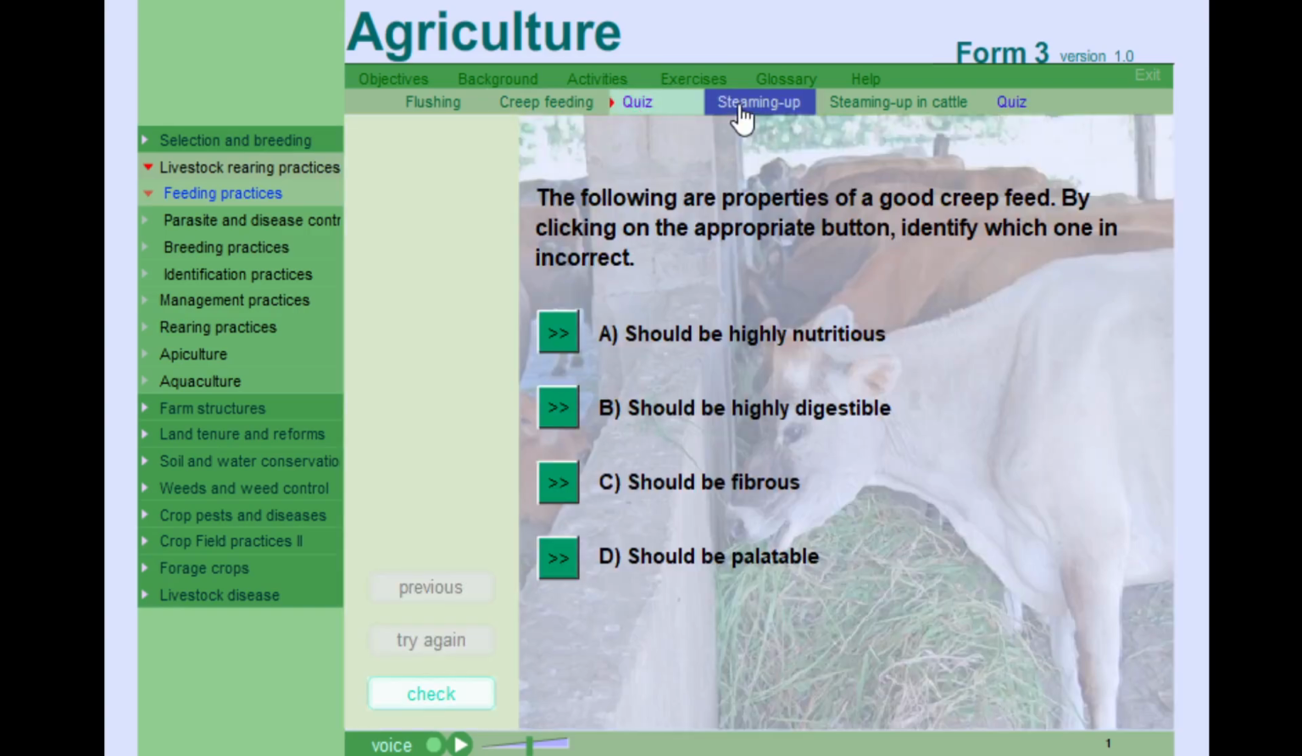The following are properties of a good crib feed. By clicking on the appropriate button, identify which one is incorrect.